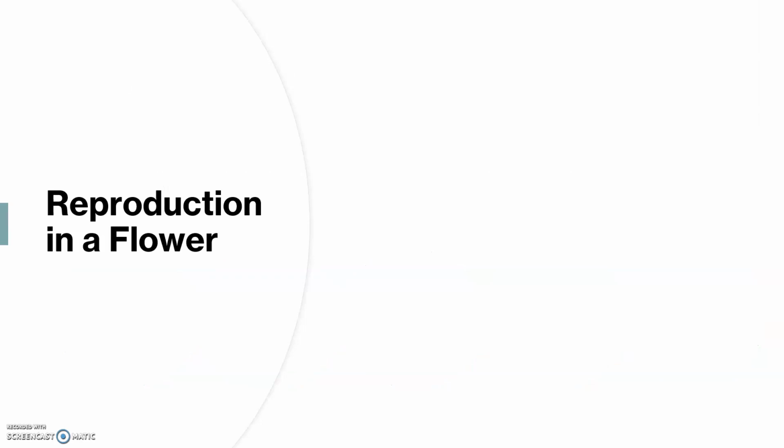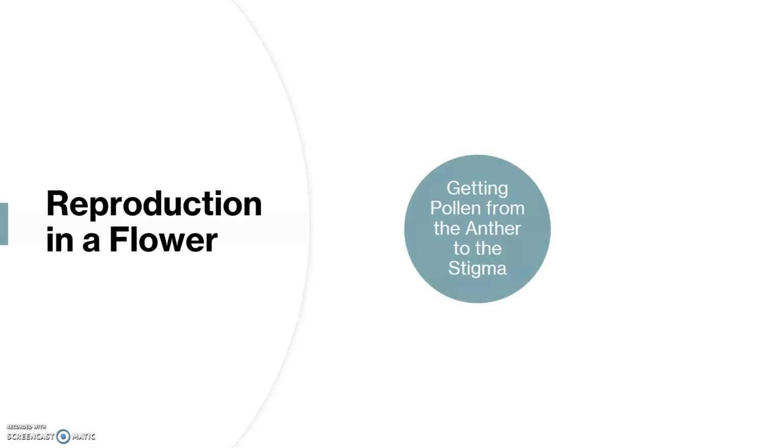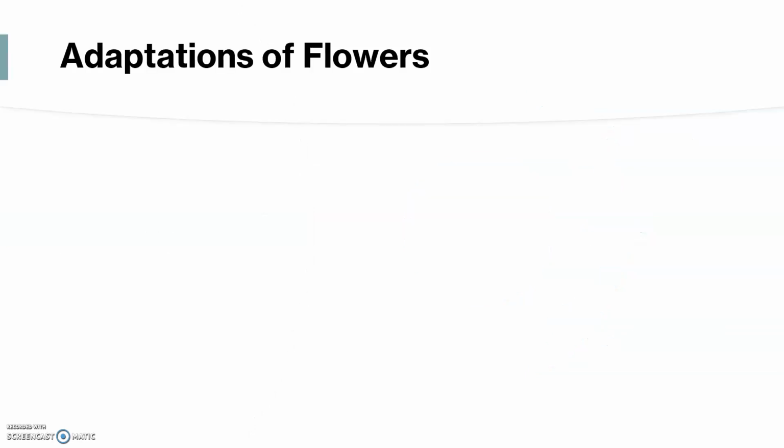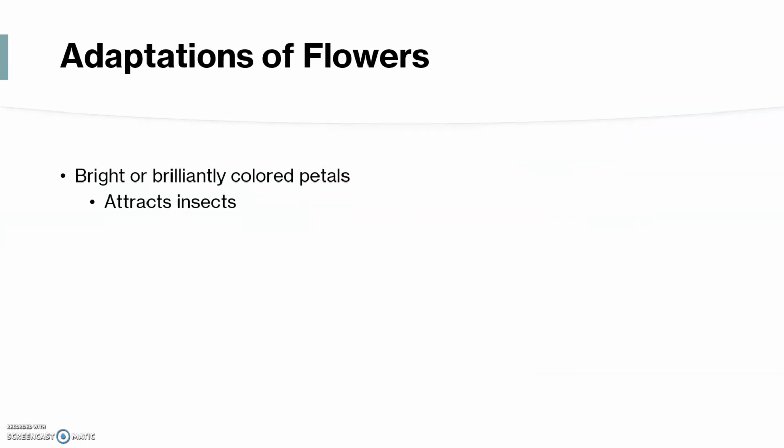You might be asking how the pollen gets from the anther to the stigma. This is typically done by insects such as bees, the wind, and vertebrate animals such as hummingbirds and bats. Flowers have bright or brilliantly colored petals to attract insects and other pollinators. This is one of their adaptations.